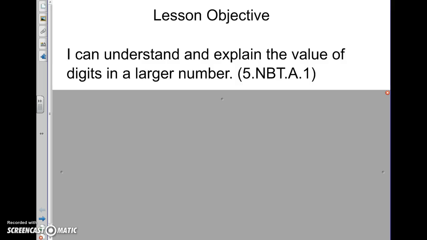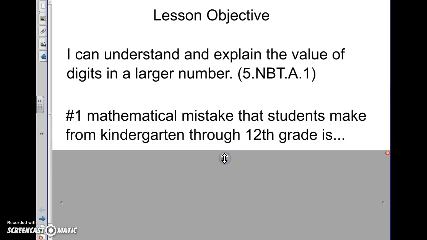Our lesson objective today is I can understand and explain the value of digits in a larger number. It's 5th grade standard, numbers base 10A1. So if you were to guess what the number one mathematical mistake that students make from kindergarten through 12th grade is, what do you think that would be? Drum roll, please. It is place value.